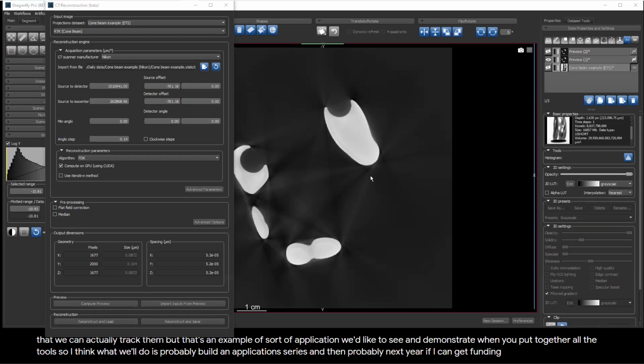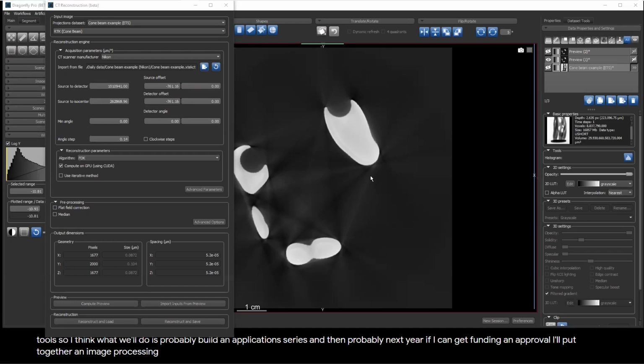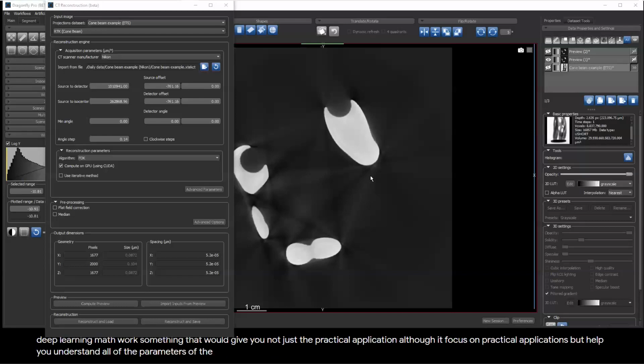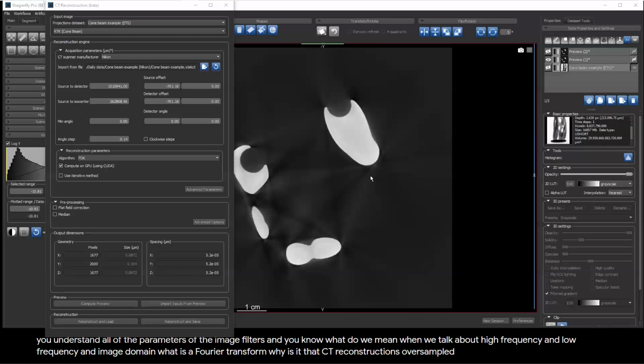get funding and approval, I'll put together an image processing series where we can dive deeply into what the image filters are doing, what the alignment scoring functions are doing, how deep learning math works. It would give you not just the practical application, although it would focus on practical applications, but help you understand all of the parameters of the image filters, and what we mean when we talk about high frequency and low frequency in the image domain. What is a Fourier transform? Why is it that CT reconstructions oversample the low resolution space?